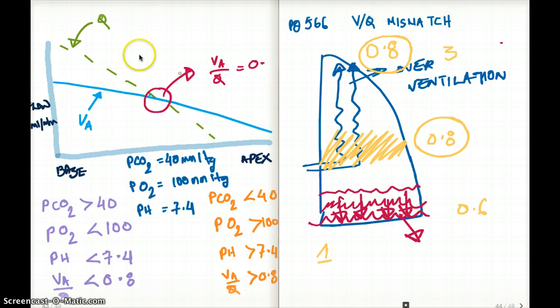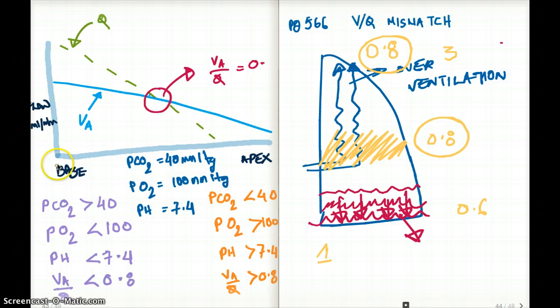Okay, now let's see this graph and how it relates to our concept. We can see that this is the apex, and we talked about how the apex of the lung is going to have more air, or more ventilation, and we can see it from our blue graph. The blue graph is touching almost the x-axis, right? And the VA stands for ventilation. The apex is going to have more ventilation, which makes sense, and at the base, ventilation is going to be much less.